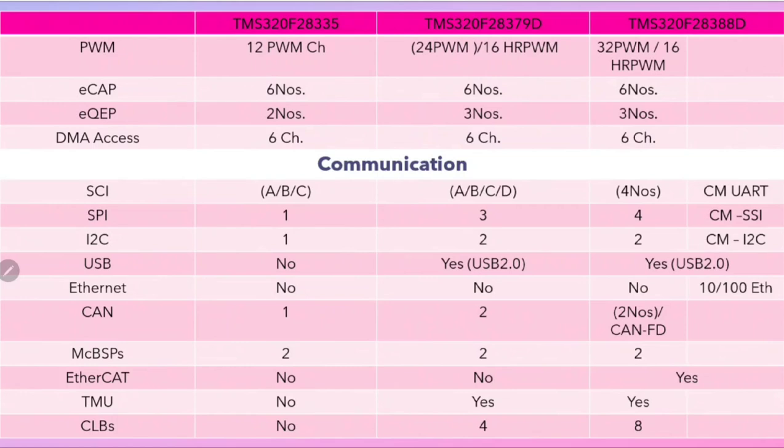Now if you are looking at the communications, communication is an important part for embedded engineers. So F28335 supports serial communication, SPI, I2C and CAN, whereas USB is supported for the advanced microcontrollers, that is F28379D and F28388D, whereas CAN FD is supported in the F28388D microcontrollers, and Ethernet is supported in F28388D microcontrollers.